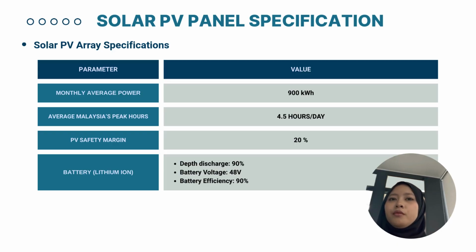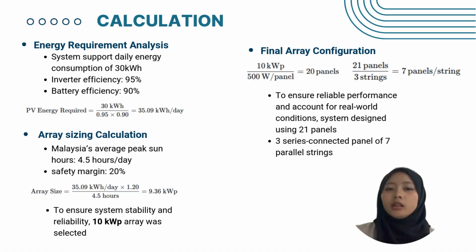I also put in assumptions for the battery: a depth of discharge of 90%, a battery voltage of 48 volts, and a battery efficiency of 90%. For the calculation, firstly we need to calculate the energy required by the model. We assume that the energy usage every day is 30 kilowatt-hours, and it is divided by the inverter efficiency and battery efficiency, and we get 35.09 kilowatt-hours per day.